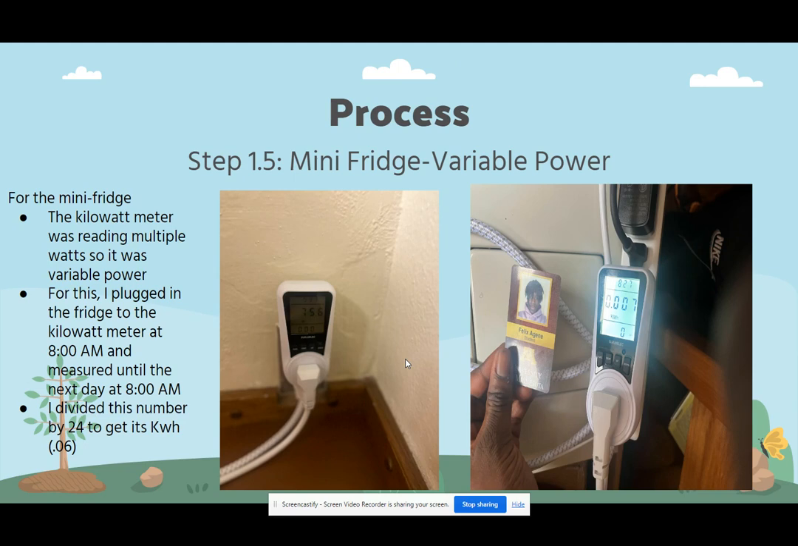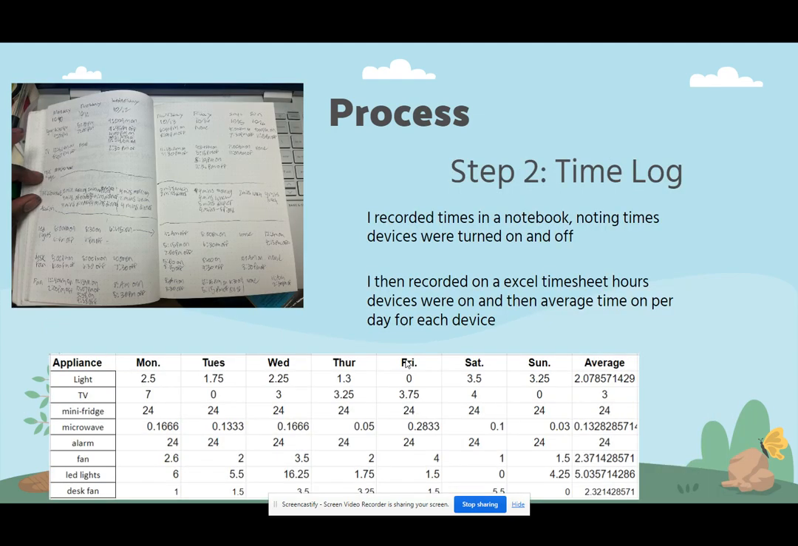The mini fridge was one of the only variable power devices. The kilowatt meter was reading multiple watts, so that's how I knew it was variable power. So I plugged in the fridge at 8 a.m. into the kilowatt meter and measured it until the next day at 8 a.m. I then divided this number by 24 to get its kilowatt hours per day.